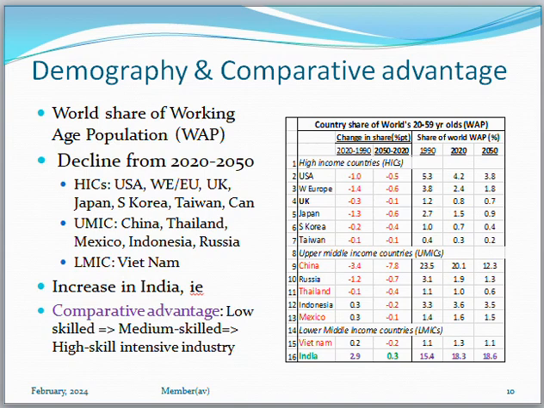The first two columns give you the change, the first one in the past 30 years, the second one in the next 30 years. Okay? So the change in share of working age population. Remember, working age population is what matters for employment. Remember the domestic numbers? Okay? That's where the game is.